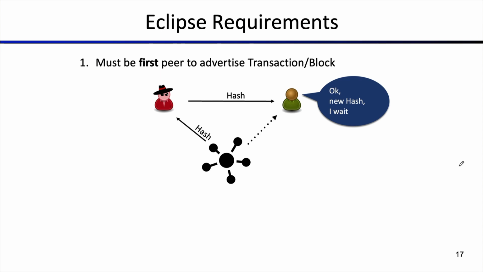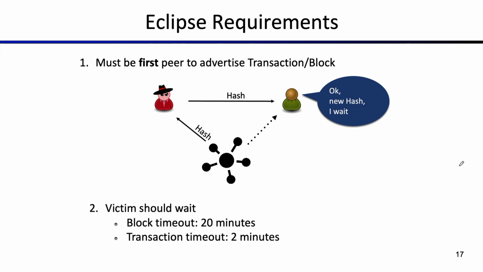And naturally, at some later point in time, the peer-to-peer network or the other connections of the victim will advertise the very same transaction or block. However, the victim will, in most cases, or at least when following the protocol, wait for the adversary to transmit their data. So, ideally, in order to perform an Eclipse attack through the network propagation protocol, you would have a timeout as in Bitcoin: a 20-minute block timeout and a 2-minute transaction timeout.